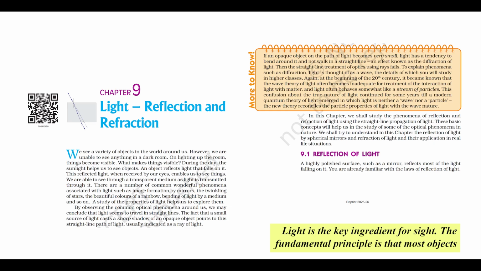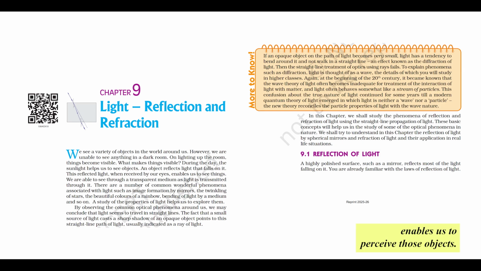The fundamental principle is that most objects don't create their own light. Instead, they reflect the light that falls on them. When our eyes receive this reflected light, that's what enables us to perceive those objects. Now, for transparent materials like, say, a clear glass of water, we can see through them because light is transmitted, or passes through them. This constant dance between light, objects, and our eyes is the secret behind our ability to see the vibrant world around us.